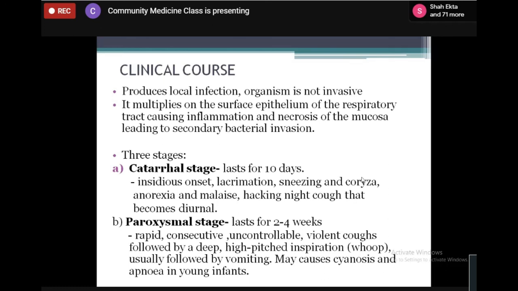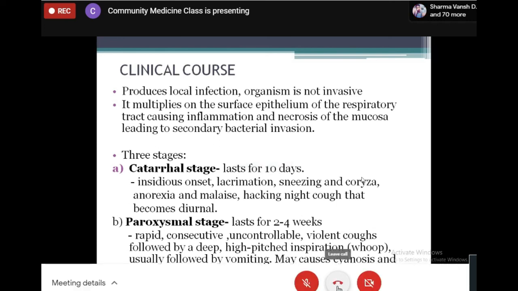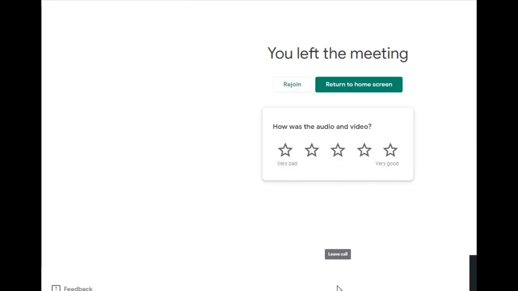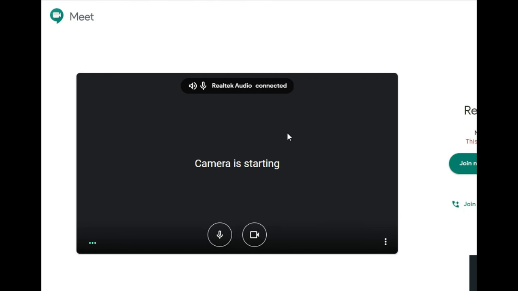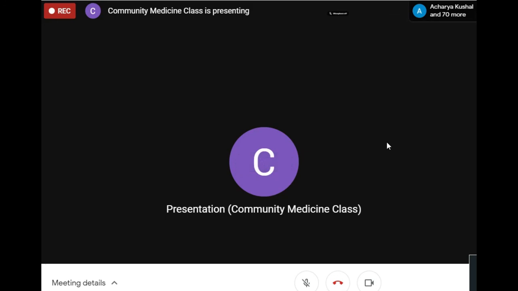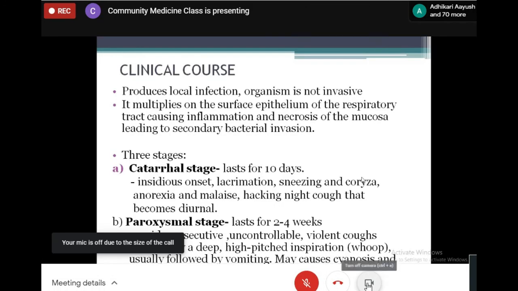So it occurs in three stages. First is the catarrhal stage, which lasts for the first 10 days. It has an insidious onset. There is lacrimation, meaning watery eyes, sneezing, coryza, meaning nasal discharge develops due to respiratory tract infection, and then there will be difficult cough. It occurs at night, but slowly the child starts coughing at daytime also.